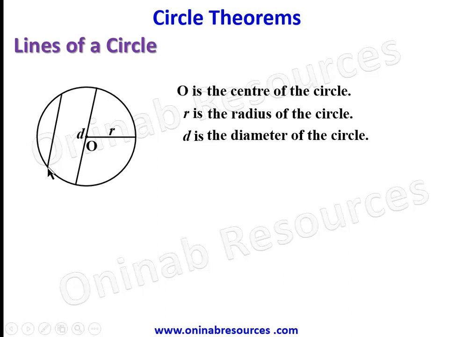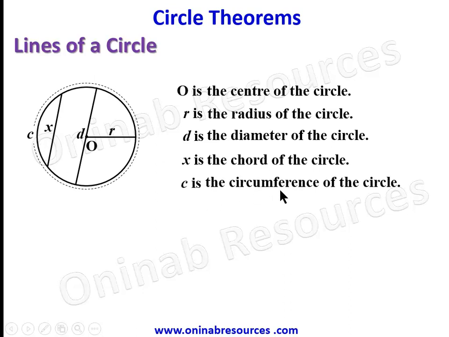Again, from one part of the circumference to the other part of the circumference, for which the line is not passing through the center of the circle, we call it X, and X is the chord of the circle. Then again, the distance round the circle, we call it C, where C is the circumference of the circle.